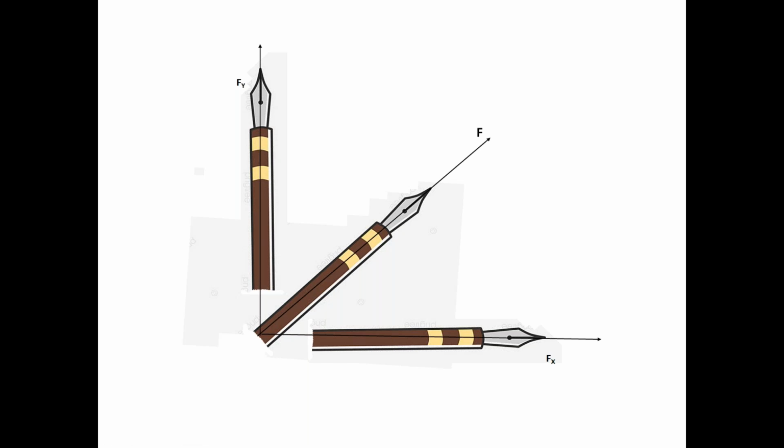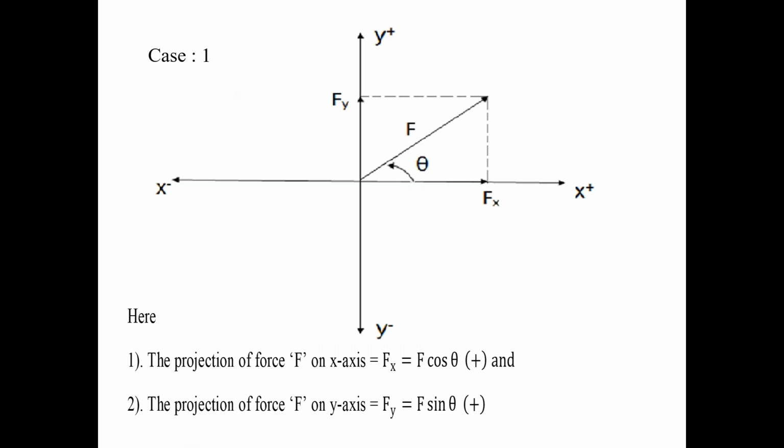And in the last class, we discussed 8 conditions in the projections of force. In all the 8 conditions, the force F is making the angle theta with the horizontal. So whenever the force F makes the angle theta with the horizontal, the x-axis projection of force F, Fx, is equal to F cos theta. The y-axis projection of force F, Fy, is equal to F sin theta. So please keep this in mind.